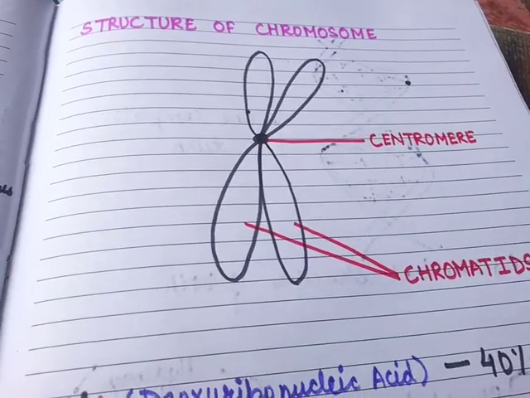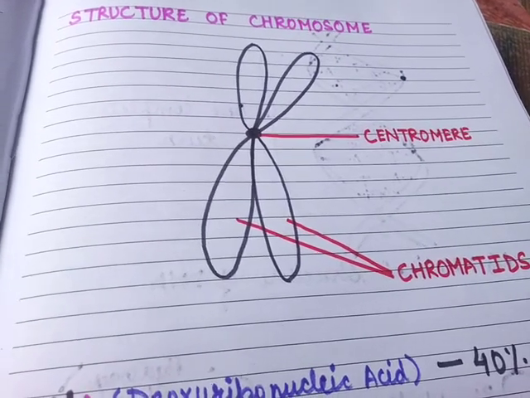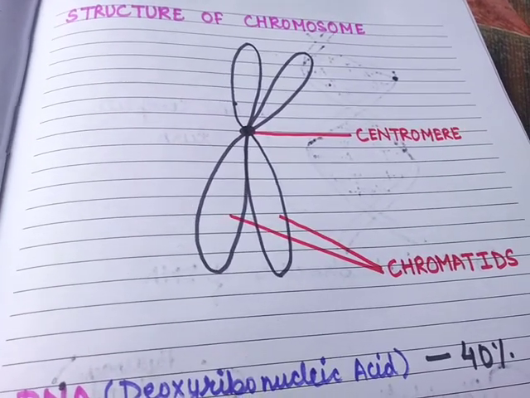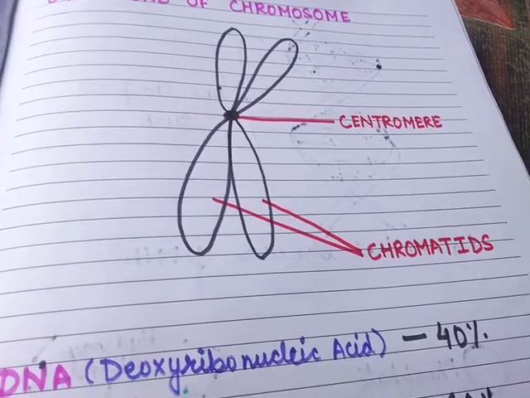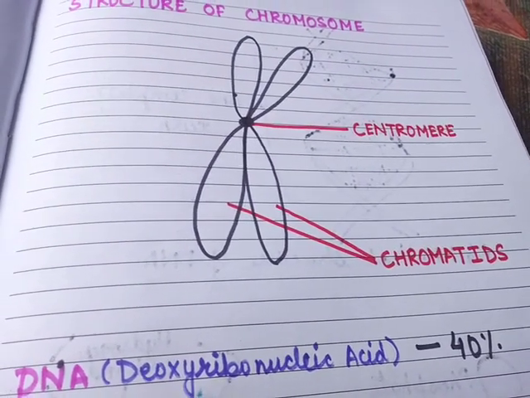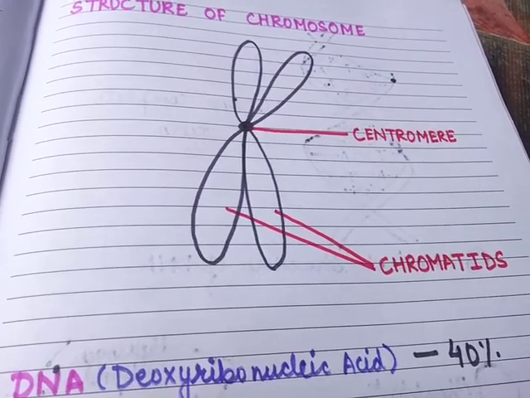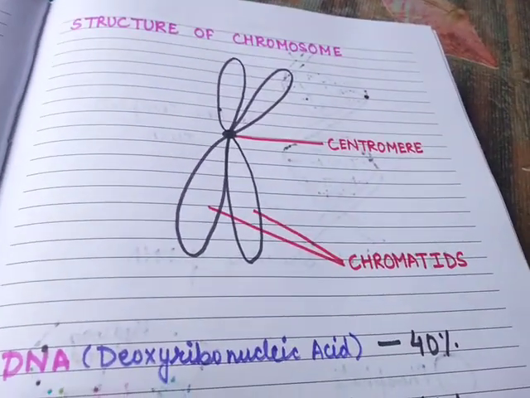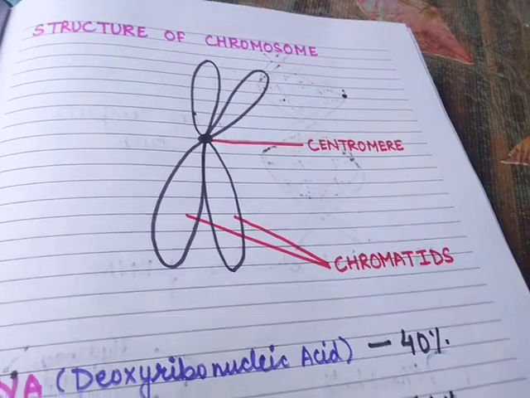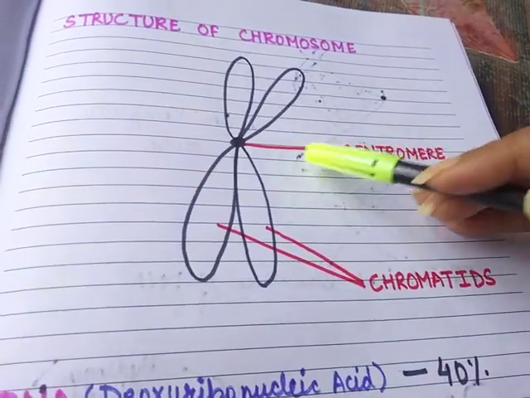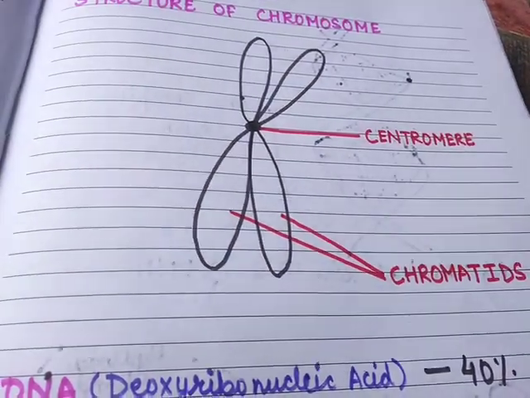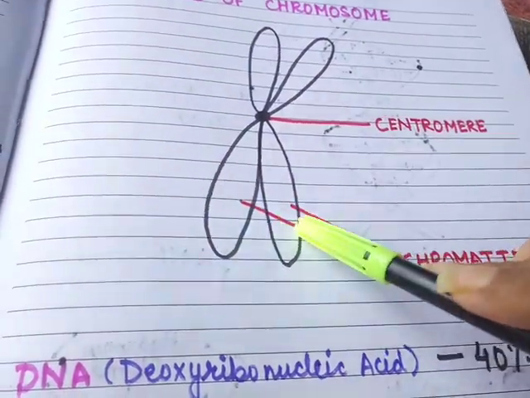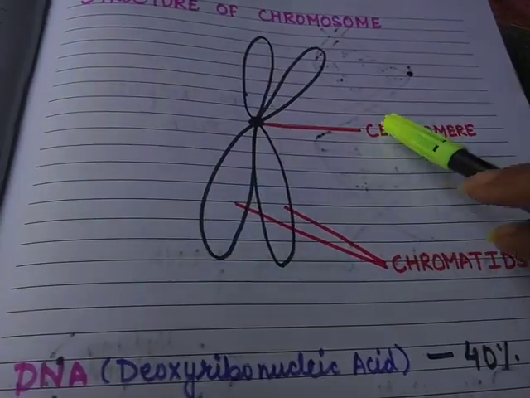This is a typical structure of the chromosome. Each chromosome in its condensed form, as visible during the start of cell division, consists of two chromatids. You can see there are two chromatids I have marked, and they are joined at some point along their length, which is called the centromere. This is the point of attachment of the two chromatids.